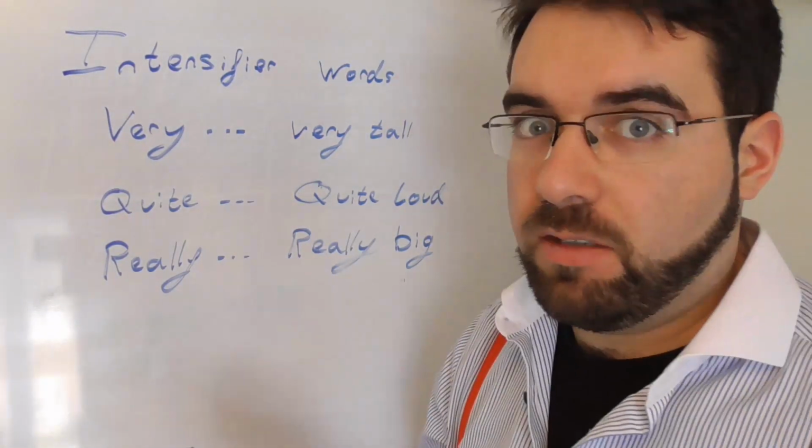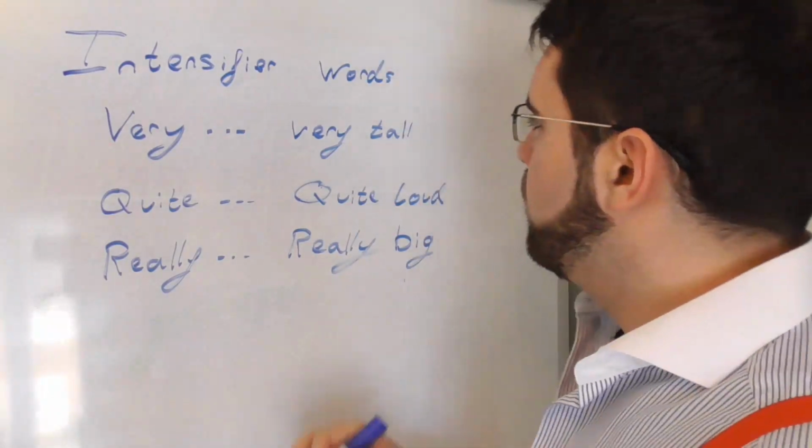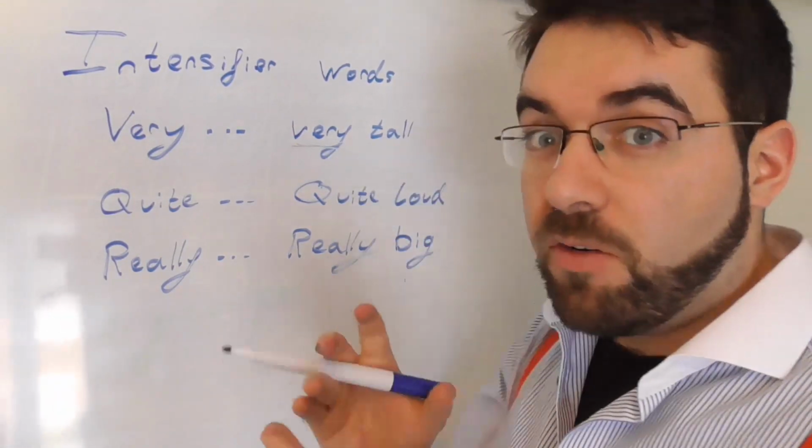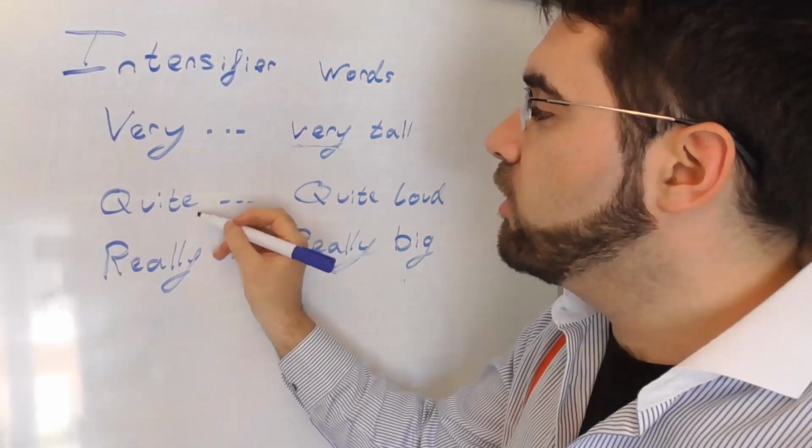So one of them is "very." Very, very tall, very right, very wrong. Very tall, even in this case. So with "very," you look at something and go, whoa, that's very tall. Likewise, you've got "quite."